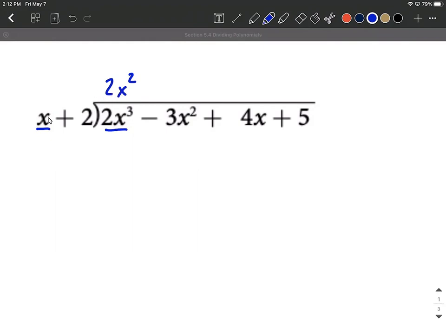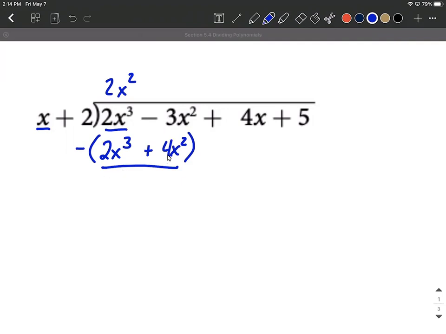So 2x squared times x is going to be 2x cubed. But also 2x squared times 2 makes 4x squared. Next, what we want to do is subtract down. So you want to be careful with this: put this inside a set of parentheses because both of these terms have to be subtracted down. Now it always works out as planned that 2x cubed minus 2x cubed is going to make 0x cubed. That first term should cancel out every single time.